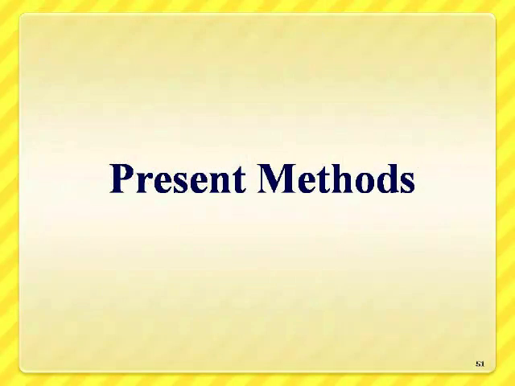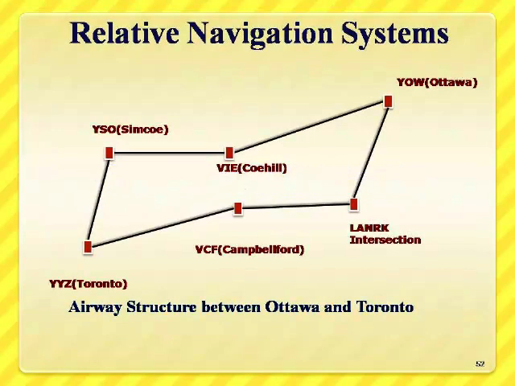These are all the older methods, basically pneumatic systems. Now we have relative navigation systems based on electronic methods. So you can see here in this picture an airway structure between Ottawa and Toronto. There are many intermediate points from which the pilot gets the indications between Toronto and Ottawa, and thereby he can see that the path is always the shortest and he will be able to reach within a short time by consuming very less fuel.